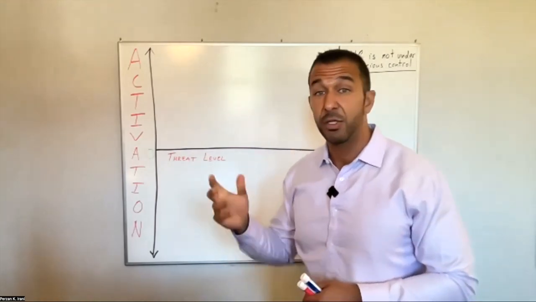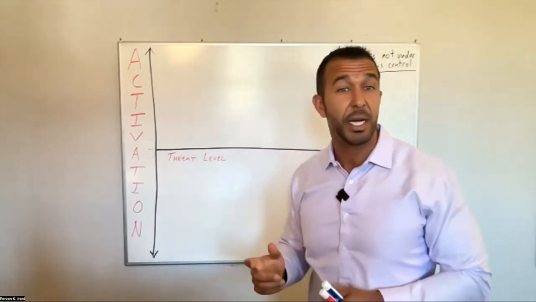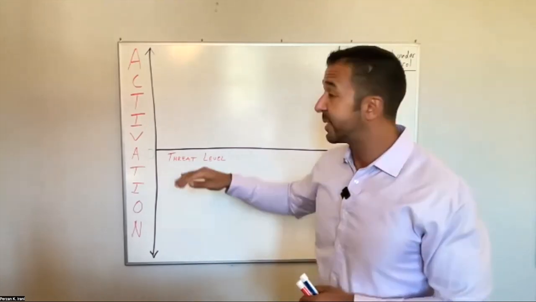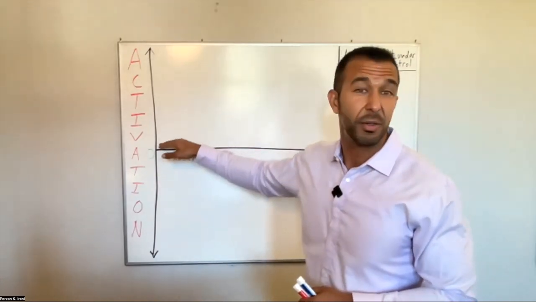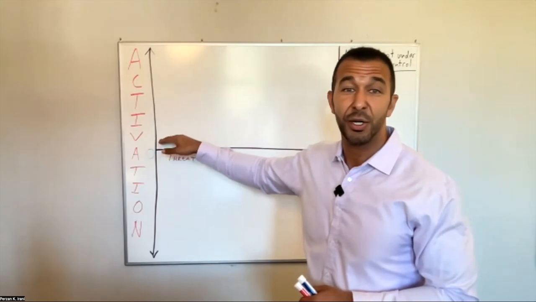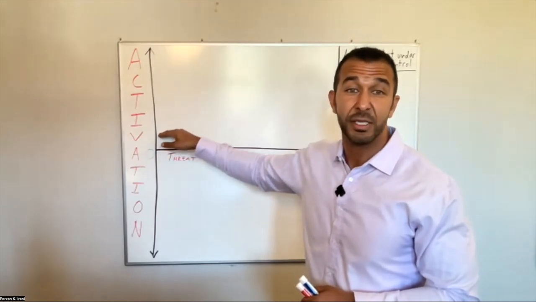So right now, if the door opened, we would all orient towards the door. That's a little bit of an activation. It's an orienting response. You're turning to look, and your autonomic nervous system is asking, what is it?